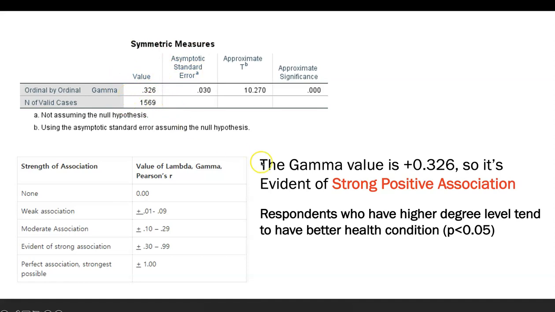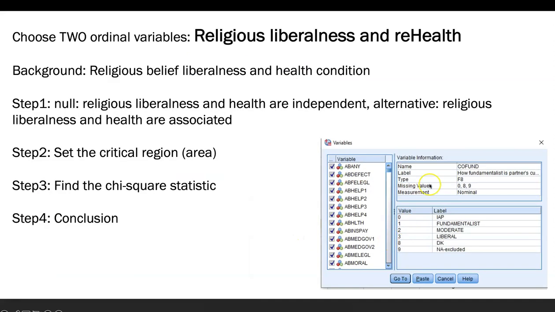Now, finally, we can find the strength of the relationship here, and based on the sign of the gamma value, we would say that there is a positive relationship, as the sign is positive, and 0.326 belongs to the evidence of strong association. So we would say that there is a strong positive association between the degree level and health condition, coded as the higher number is the better health condition. So respondents who have a higher degree level tend to have better health condition.